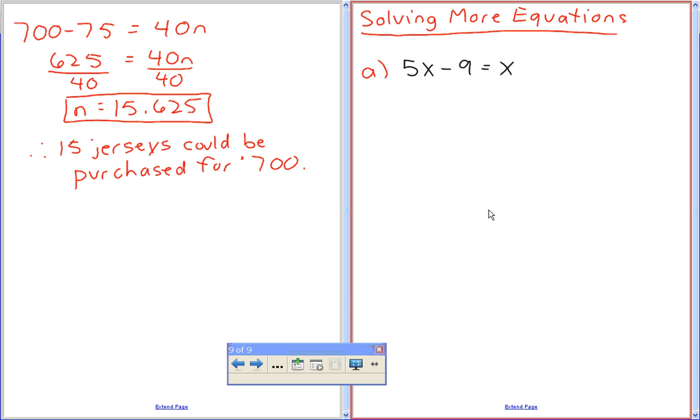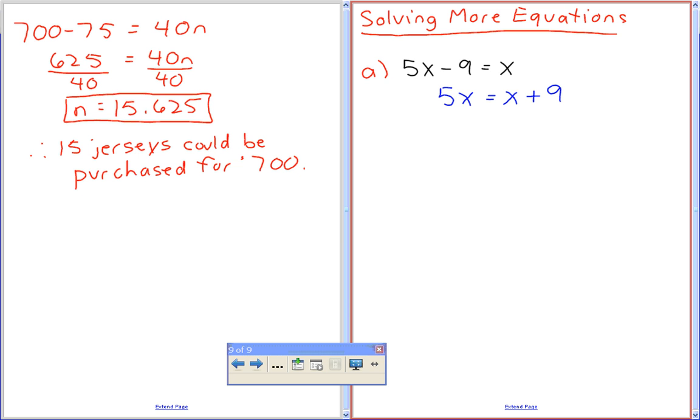So how do you get rid of a minus 9? Somebody help me here. 5x minus 9. How do you get rid of minus 9? Yeah, plus 9. Okay. Now hold on a sec. Just slow down here. We're okay on the first step. No, not 9x. x plus 9 is not 9x.